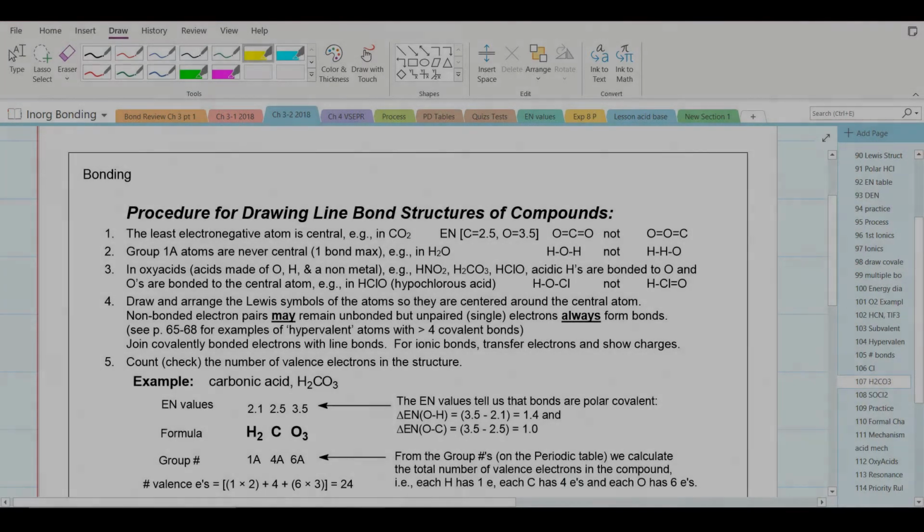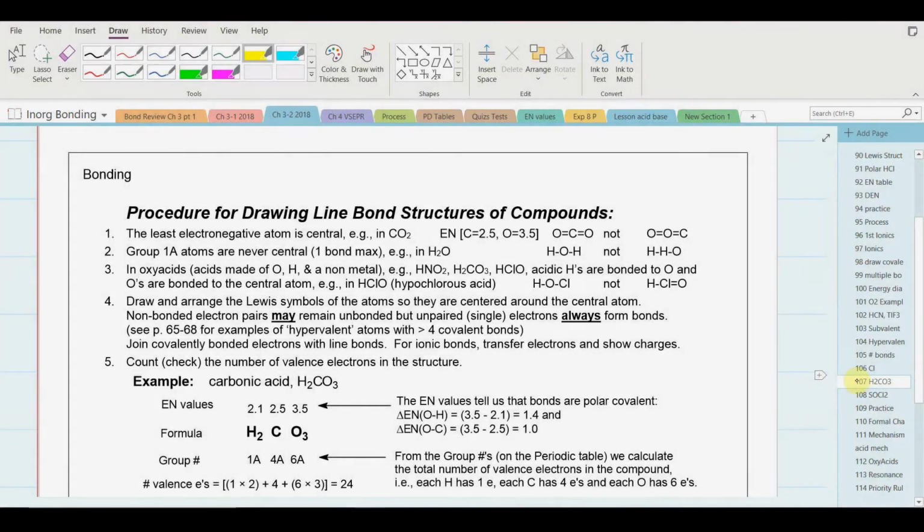On page 107, we have rules for drawing line bond or Lewis structures of compounds. We've had most of this before, but there's an important thing we want to add right here. Let's recap. Rule number 1 says the least electronegative atom is central. We've seen that before. For example, in carbon dioxide, carbon has a lower electronegativity and is central.